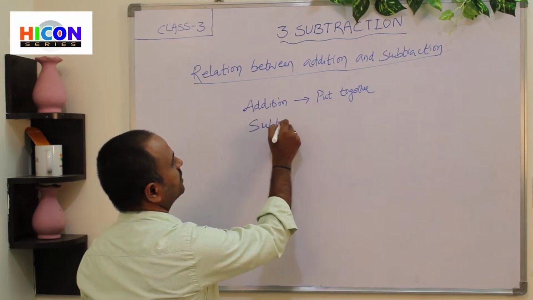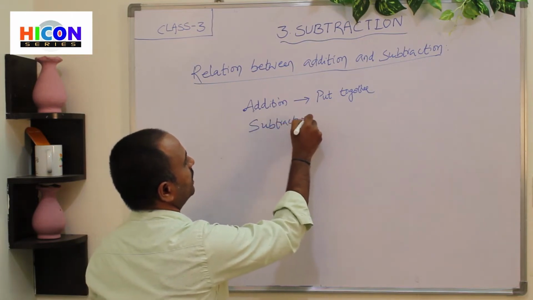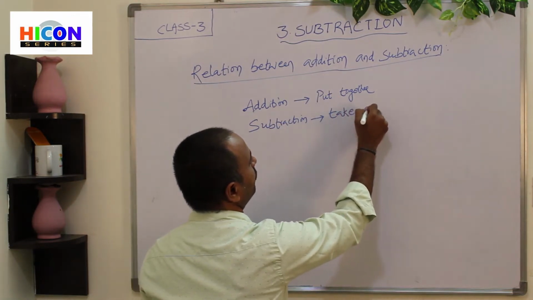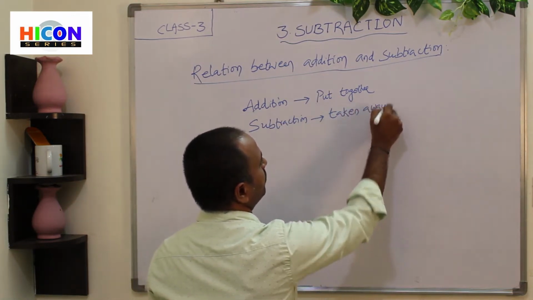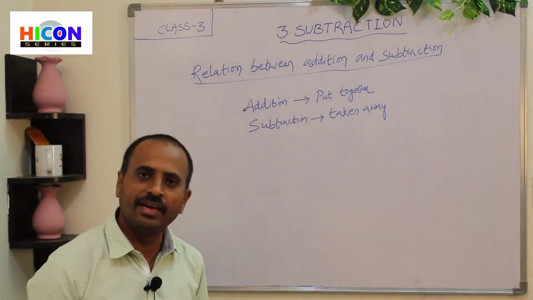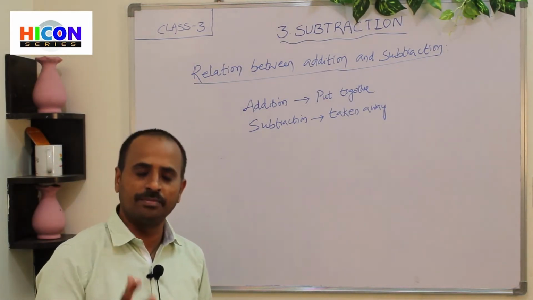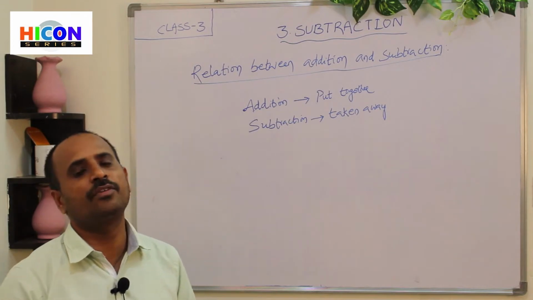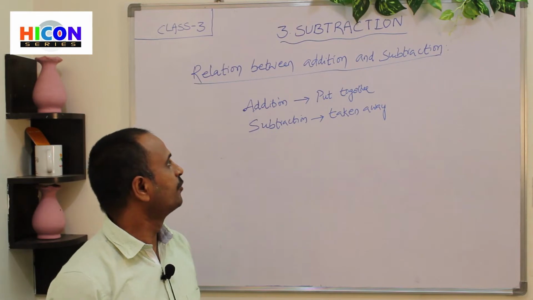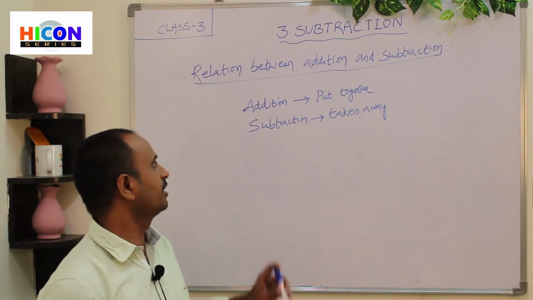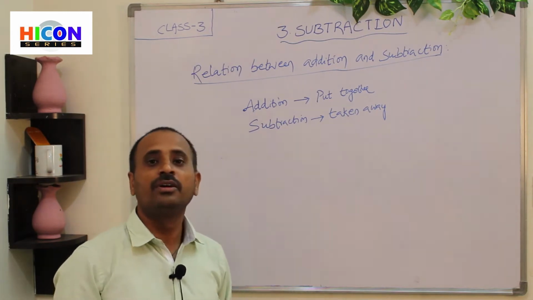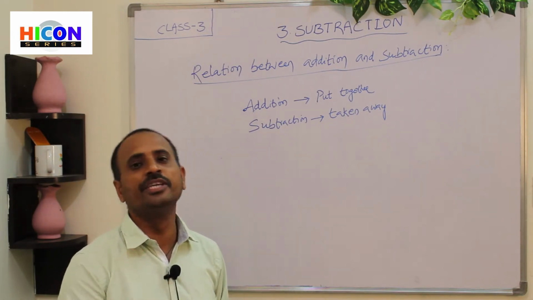Subtraction means taken away. That means we will take away some objects from the given total number of objects. So if we take away some objects or some numbers from the given total number of objects or numbers, then if you understand the meaning of addition and subtraction, these both are relatively opposite to each other.